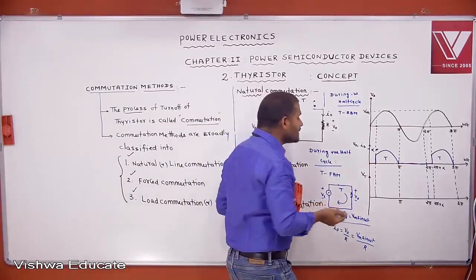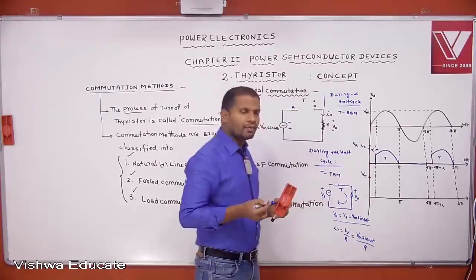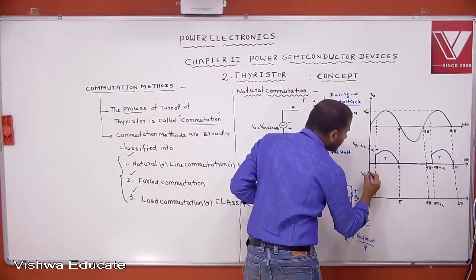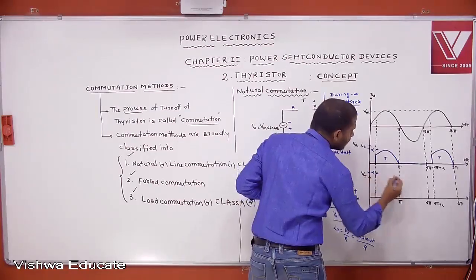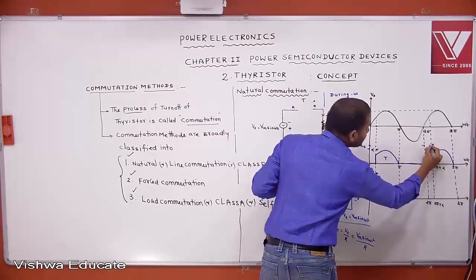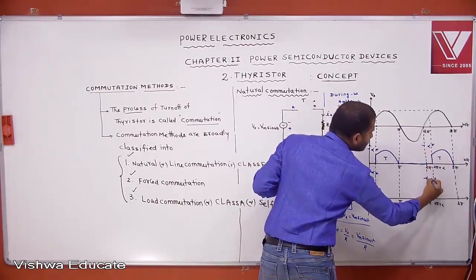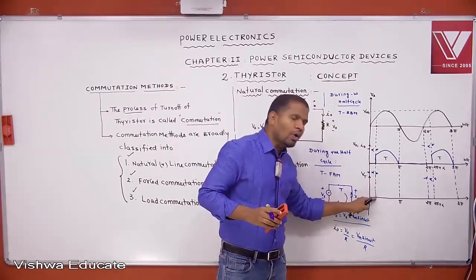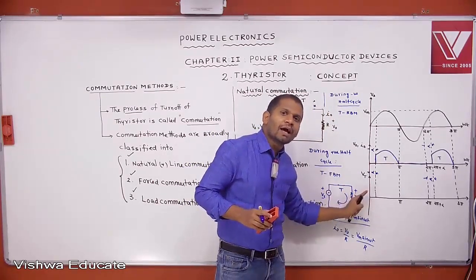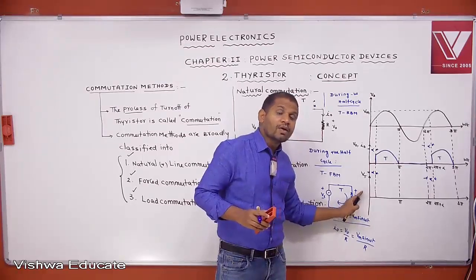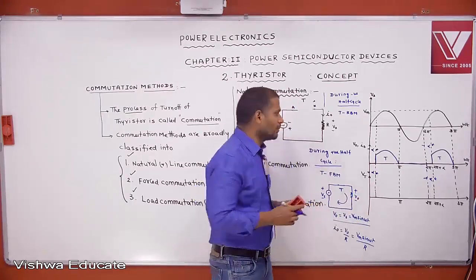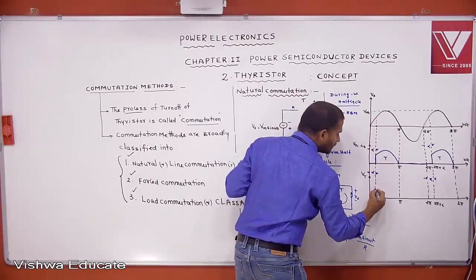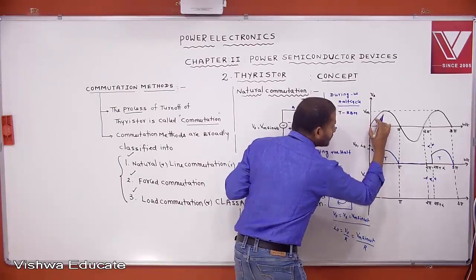Now you draw the voltage across the thyristor waveform, you tell me. During the positive half cycle, from 0 to alpha, this angle is alpha, this also alpha, and this also alpha. During the positive half cycle, from 0 to alpha, is the thyristor blocking or conducting? Blocking. Forward blocking or reverse blocking? Forward blocking. Now this spike will appear here. Under this voltage, the thyristor will appear here.